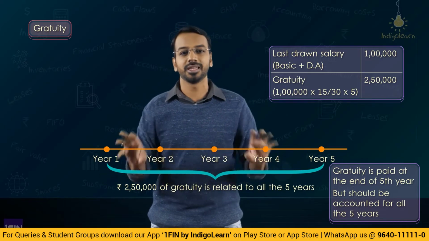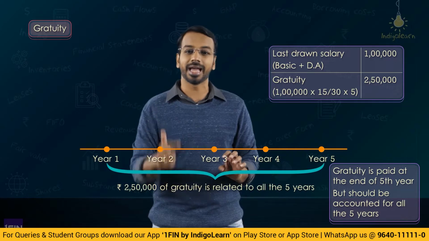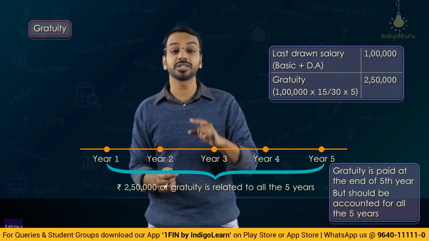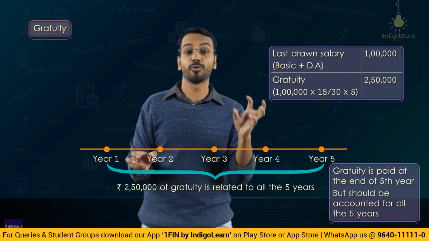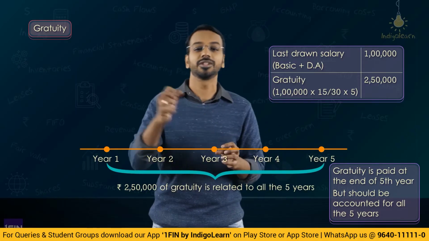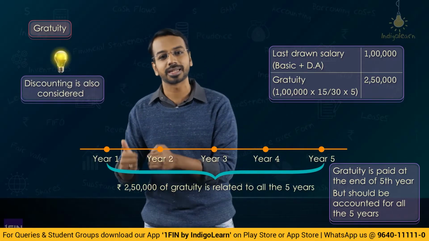See, by the time you have seen this timeline, something would have struck your mind that there should be some discounting also, because in year 1 if I have to account for a portion of this 2,50,000, we have to calculate the present value. Yes, that is what we will be understanding in this standard.